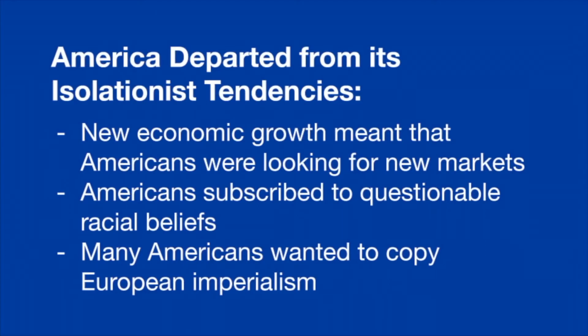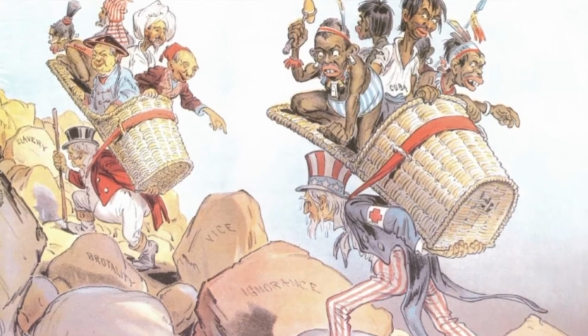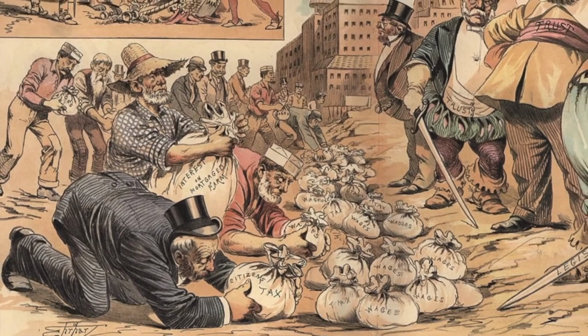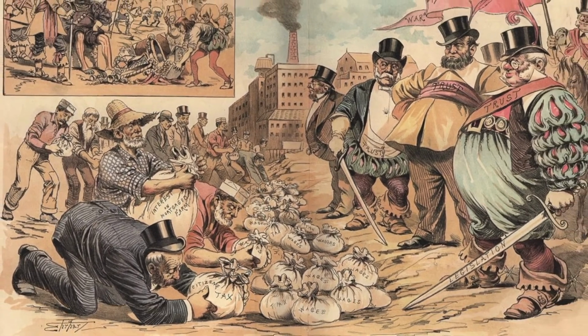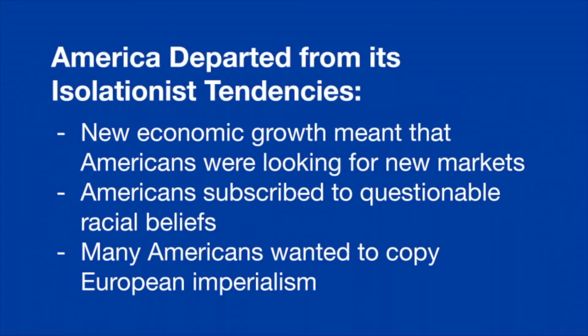During the late 1800s to early 1900s, America became a force within the Western Hemisphere, departing from its isolationist tendency. There were multiple reasons for America to pursue imperialism. First, the new economic growth meant that Americans were looking for areas for both resources and markets. Second, many Americans subscribed to questionable racial beliefs, like the white man's burden or social Darwinism. The white man's burden was the idea that it was the responsibility of white people to civilize other cultures, and social Darwinism was the idea of survival of the fittest race, i.e., whatever race was the fittest should dominate the others. Third, many Americans looked at European imperialism in Asia and Africa, and wanted to both compete with and emulate the Europeans.